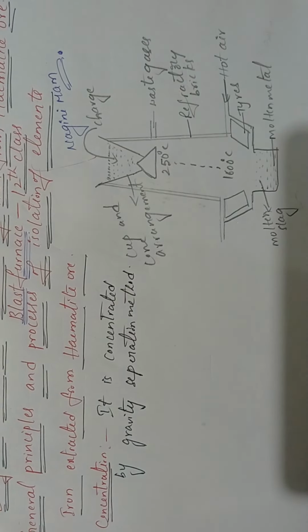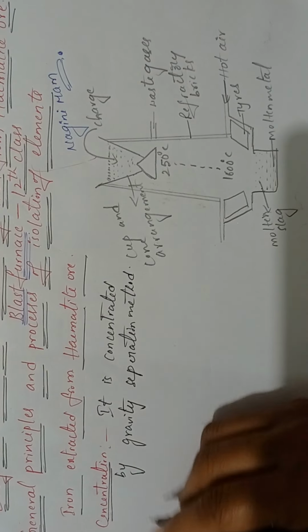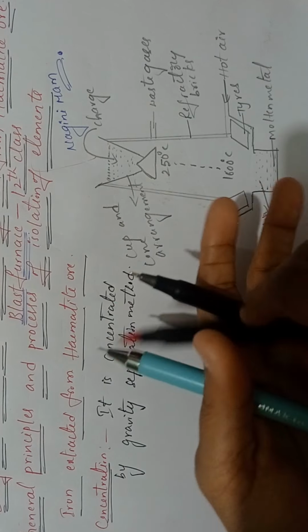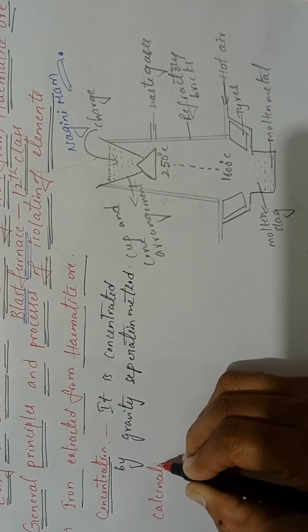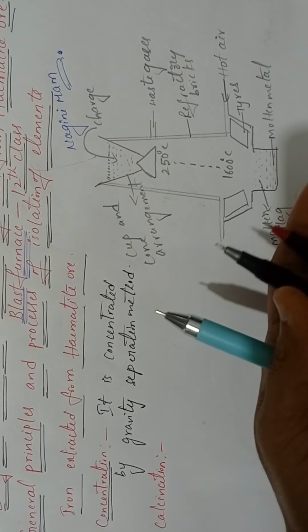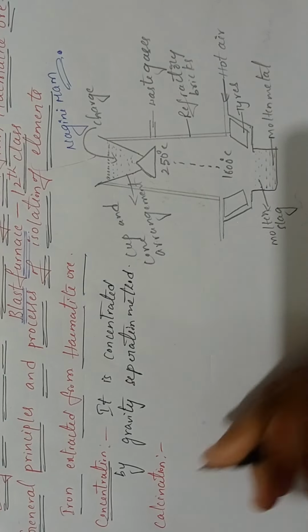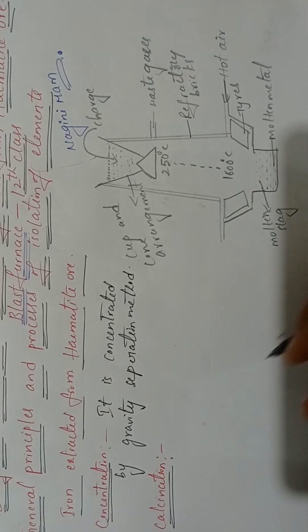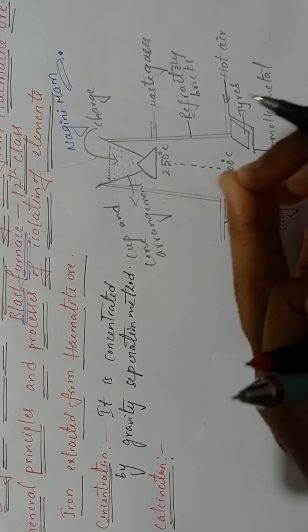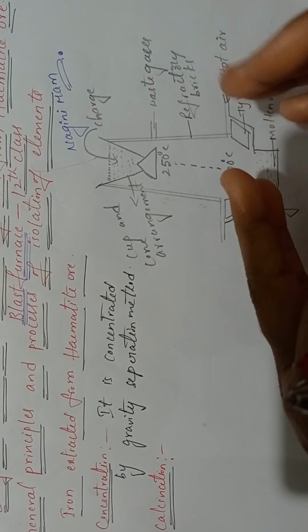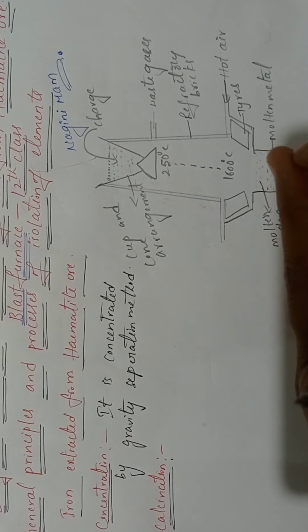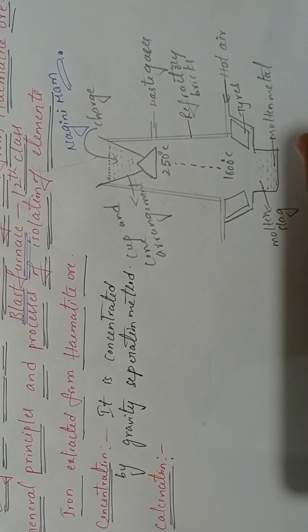Next, what is the second method, students? Calcination. So what is calcination, students? It is a heating process below its melting point. It is the process of heating the ore below its melting point in the absence of air, correct?